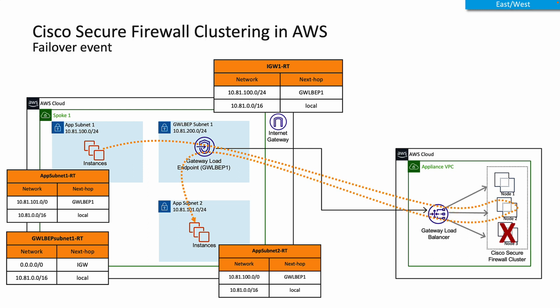Again, in the event of failure, GWLB is going to rebalance the traffic to another target in the cluster, and that's how we ensure that your traffic is stateful and you don't see any outage in the event of failure.